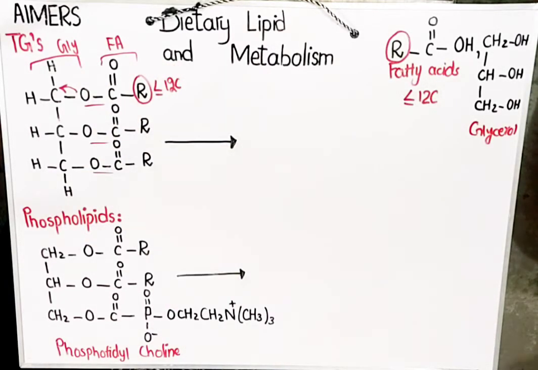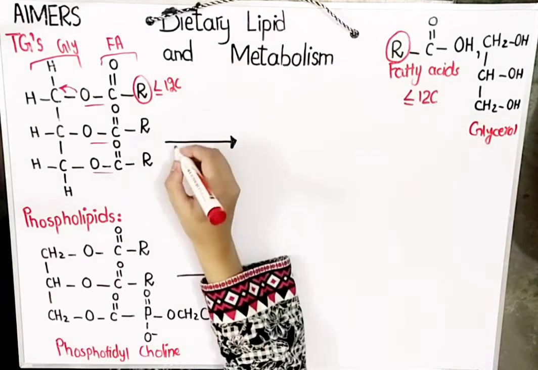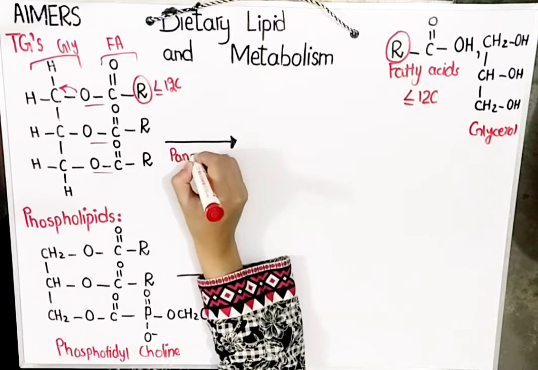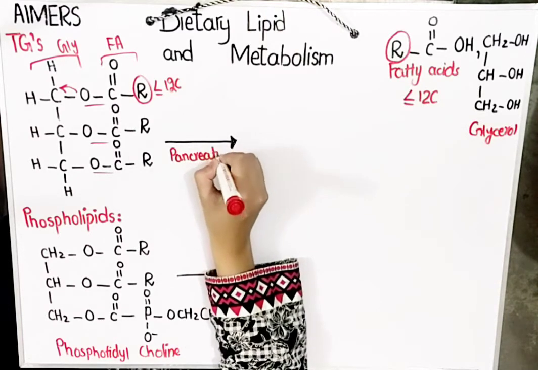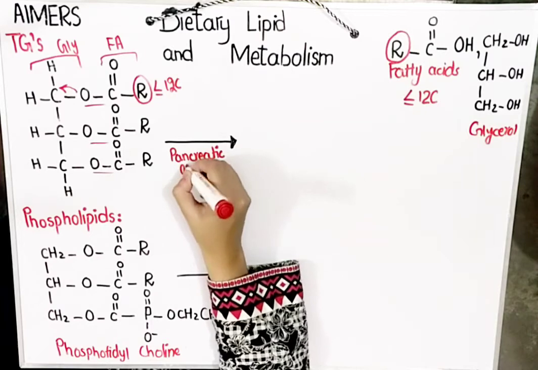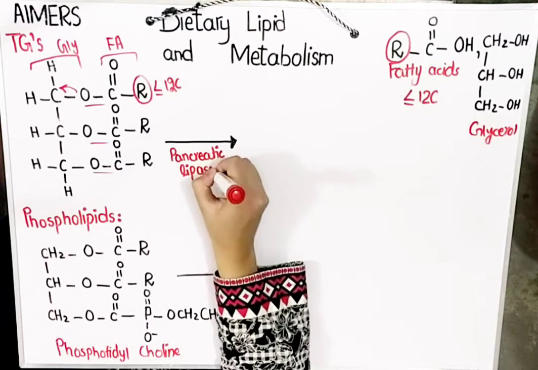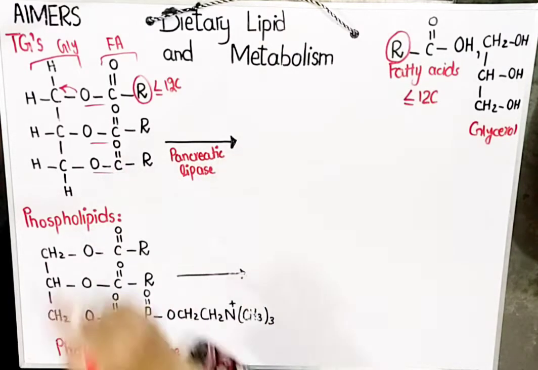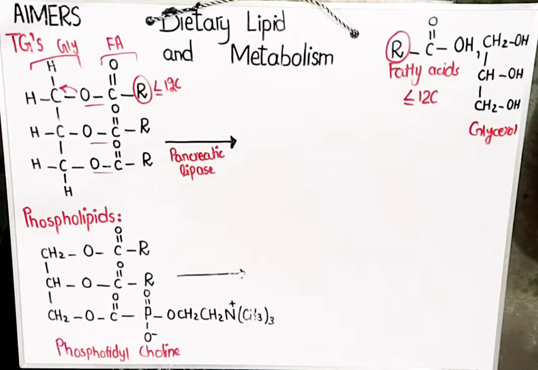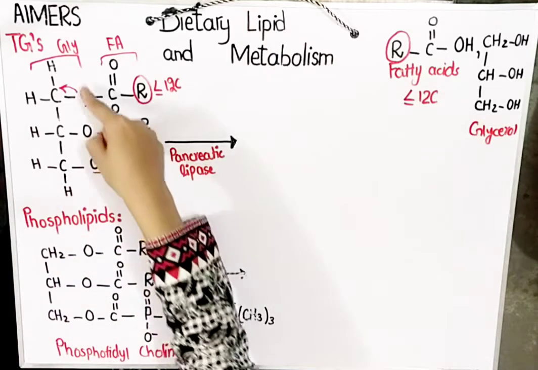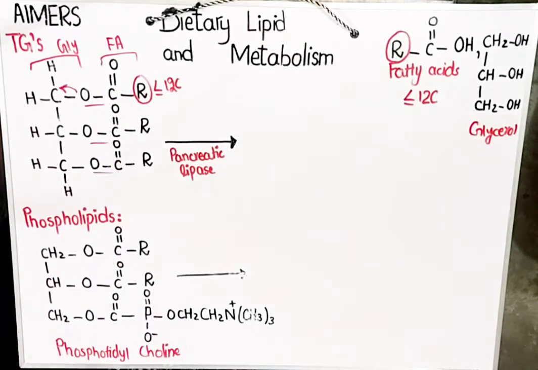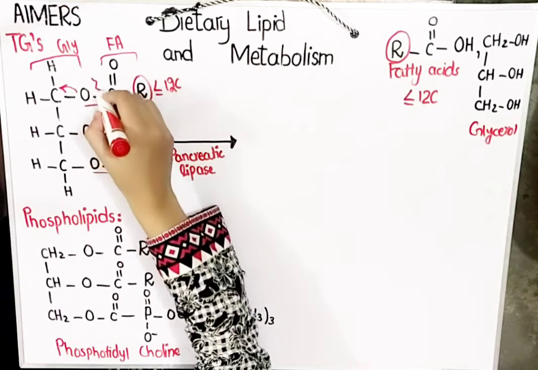Now we are going to see the enzyme breaking it. So suppose it is a long chain fatty acid, so it would be acted upon by which enzyme? It would be acted upon by pancreatic lipase. Suppose it reaches the small intestine, and the pancreatic lipase is secreted by the pancreas into the small intestine, and it would break this. And now what is the most important step? The most important step is to identify where we have to break the bond. We have to break the bond between the oxygen of glycerol and the carbon of fatty acid. So the bond will be broken from here.